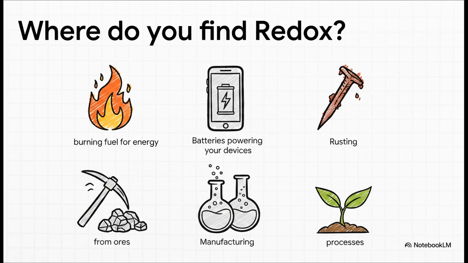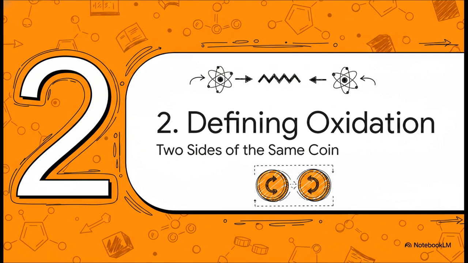It goes even bigger though. Think about how we get metals from the ground or make huge-scale industrial chemicals. All of it comes down to redox. Okay, so we know they're everywhere, but what are they? Let's break down the 2 key players here, oxidation and reduction. We'll start with the old-school definition and then get to the modern one, which is way more useful.